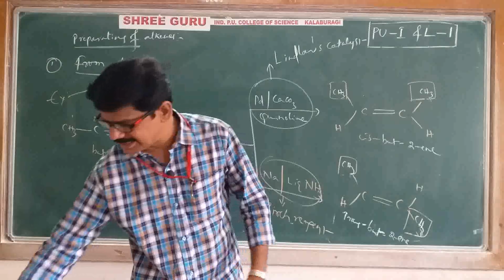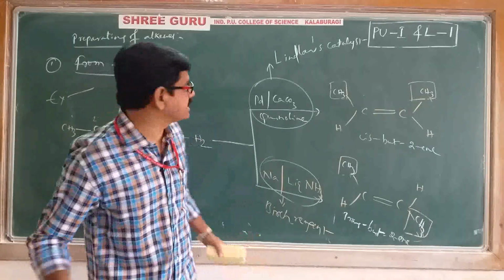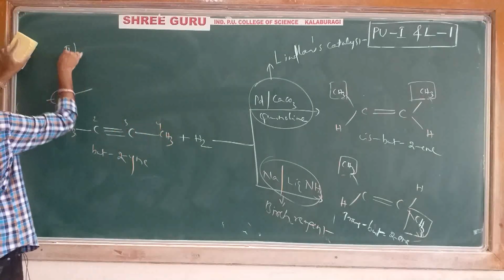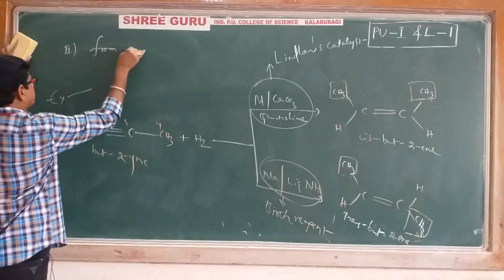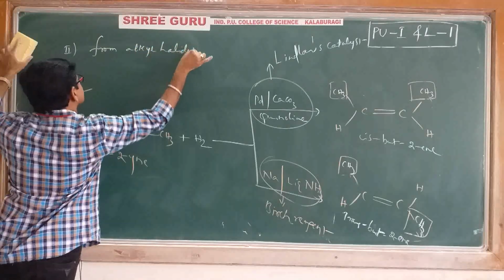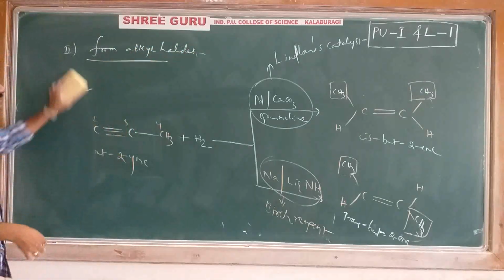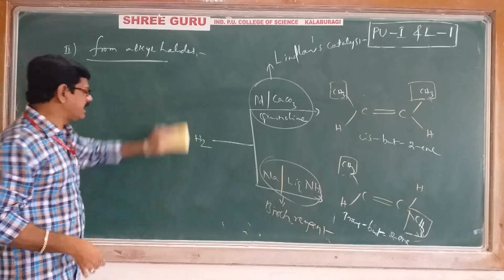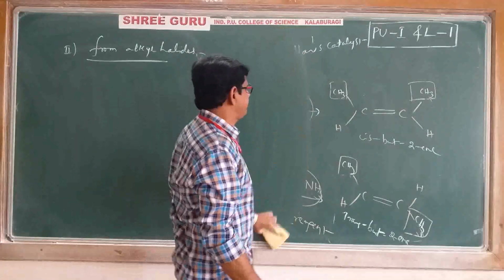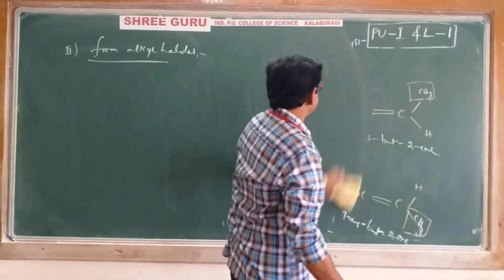We'll go to the second preparation method, which is again a very important preparation method, that is from alkyl halides. From alkyl halides, right. How are alkyl halides converted into alkenes? Let's see now.